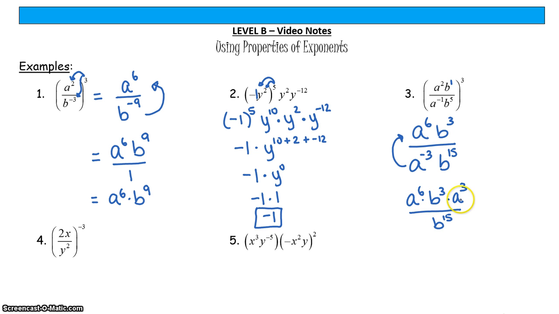And since these are being multiplied, we're going to add the exponents. A to the 9, because 6 plus 3 is 9. And then since these b's right here are being divided, we're going to subtract the exponents. We get b to the 3 minus 15.